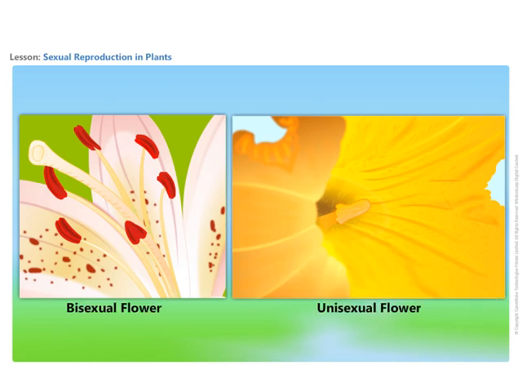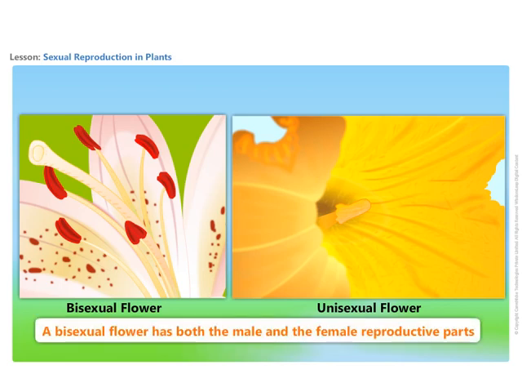Flowers such as those of corn, papaya and cucumber contain either only the pistil or only the stamen. These flowers are called unisexual flowers, whereas mustard, rose and petunia have bisexual flowers. They contain both the pistil and the stamens. A bisexual flower has both the male and the female reproductive parts.